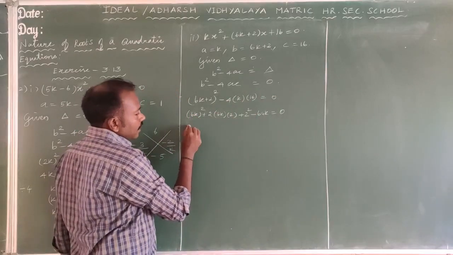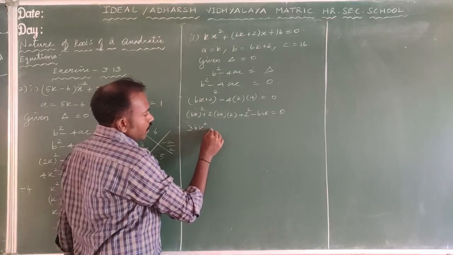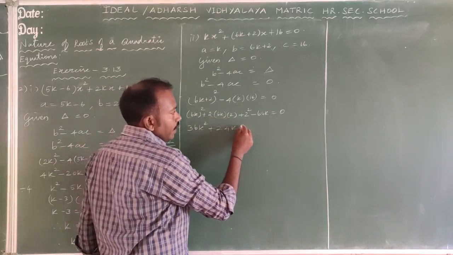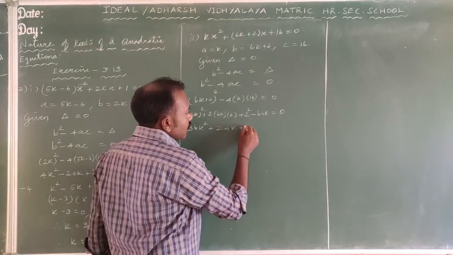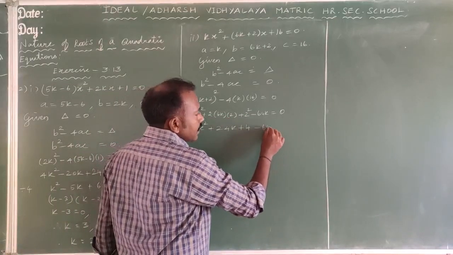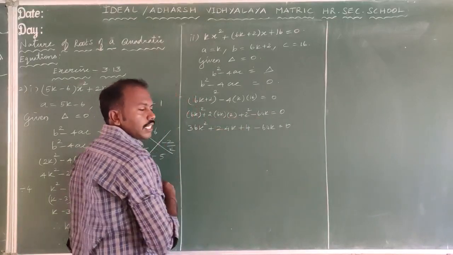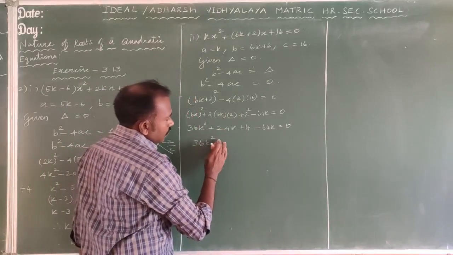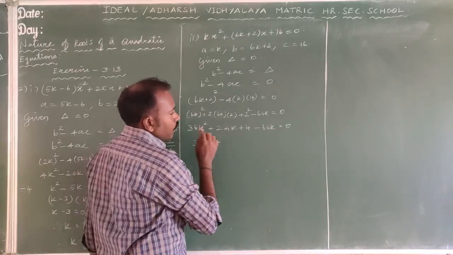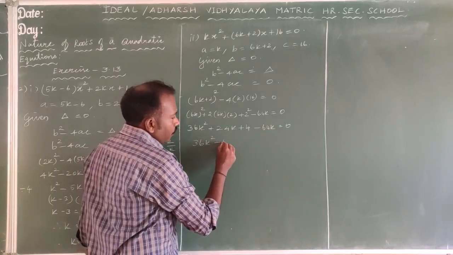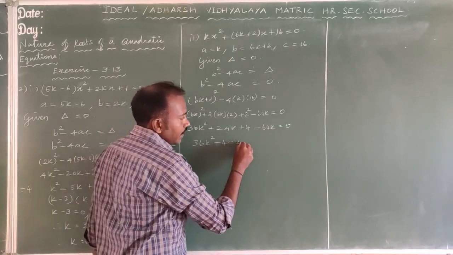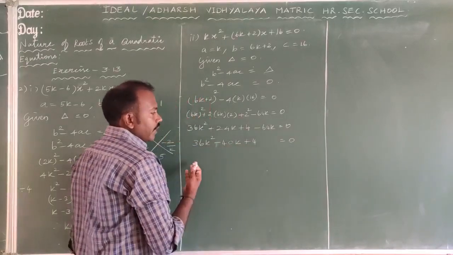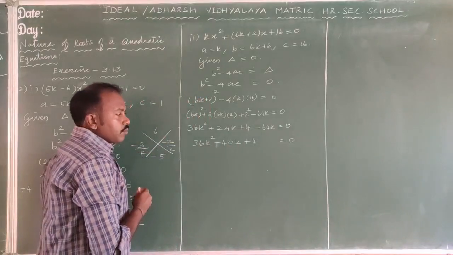Then 6 sixes are 36k square, plus 2 sixes are 12, 12 twos are 24k, plus b square, that is 2 twos are 4, minus 64k is equal to 0. Here 36k square plus minus 64 minus 24, then 40k plus 4 is equal to 0. Here dividing 4 on both sides.